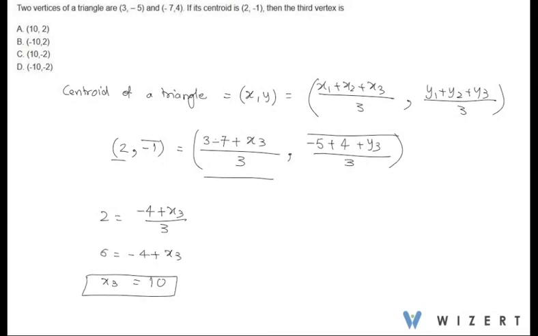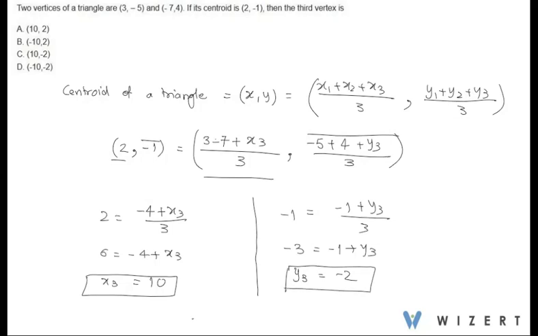And -1 equal to (-5 + 4 is -1, -1 + y3)/3. So 3 into -1 is -3 equal to -1 + y3. So y3 is equal to -3 + 1, which is -2. So the coordinates of the third vertex are (x3, y3) equal to (10, -2). So the answer is option C.